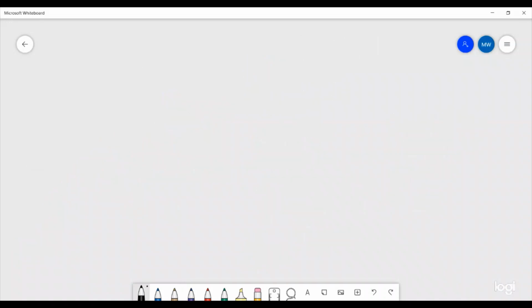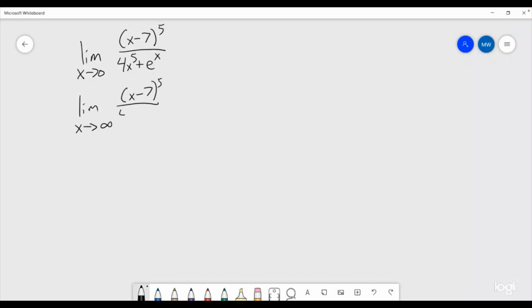Alright, for our next topic, we're going to do some stuff with L'Hopital's rule. So I'm going to ask you to figure out the following 4 limits. We have the limit as x goes to 0 of (x minus 7) to the 5th divided by 4x to the 5th plus e to the x. We have the limit as x goes to infinity of (x minus 7) to the 5th divided by 4x to the 5th plus e to the x.